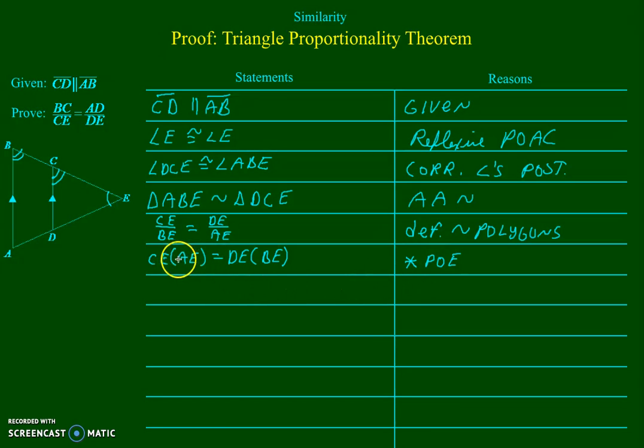Now, because of the segment addition postulate, we know that AE is AD plus DE.